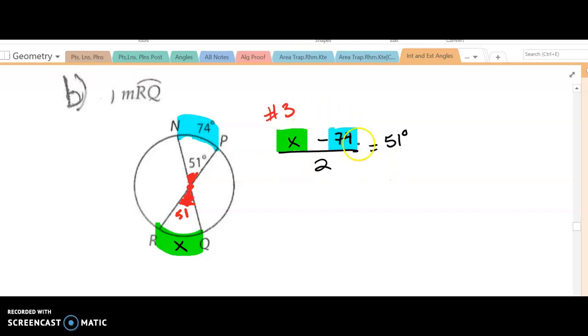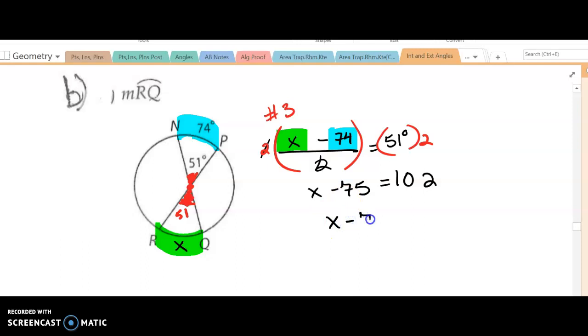Since x is in the midst of this equation, this formula over here, we're going to have to treat this whole thing like an equation and solve it for x. Since x is not already isolated, to do that, we're going to multiply both sides of the equation times 2. So we get 102 equals x minus 74 when you cancel out those 2's on the left-hand side. And so x minus 74 equals, where did I get 75 from, Miss Benton?